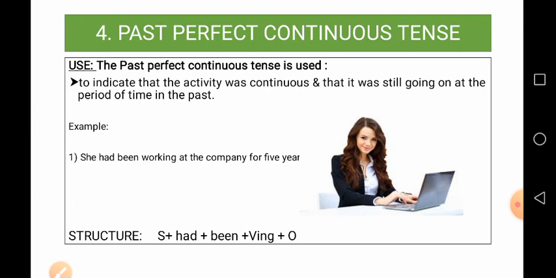Simple past tense is used to express an action occurred in the past. In the past continuous, action was continuous at a particular moment in the past. In the past perfect tense, action completed at a certain time in the past, and in the past perfect continuous tense, action was continuous for a long period of time in the past.